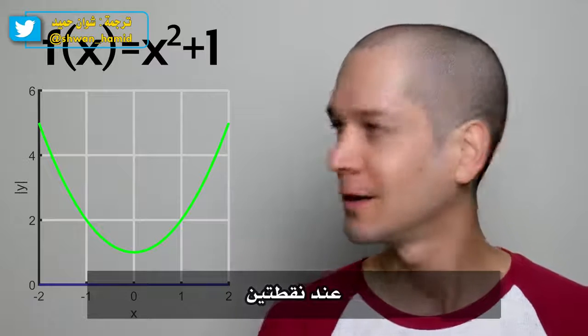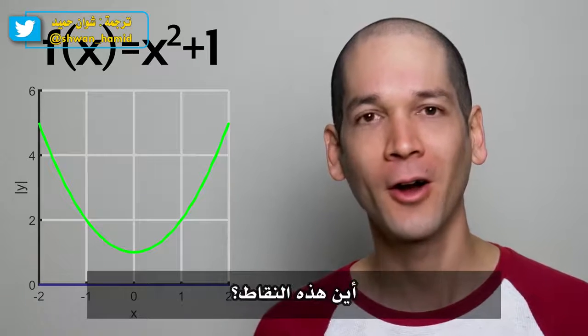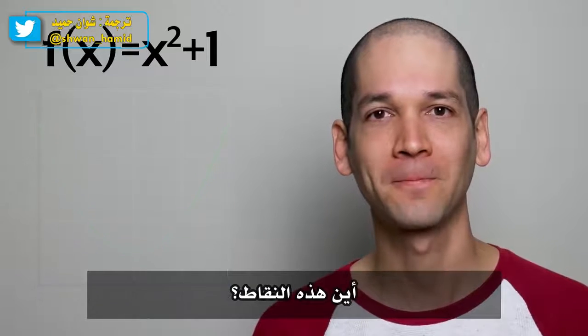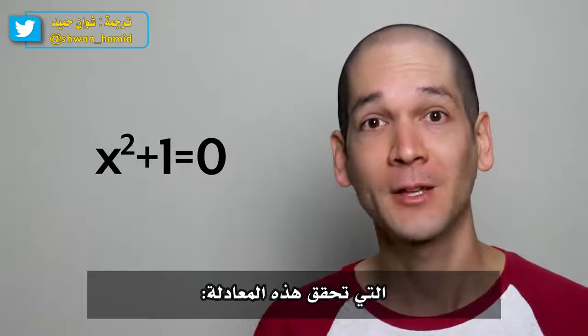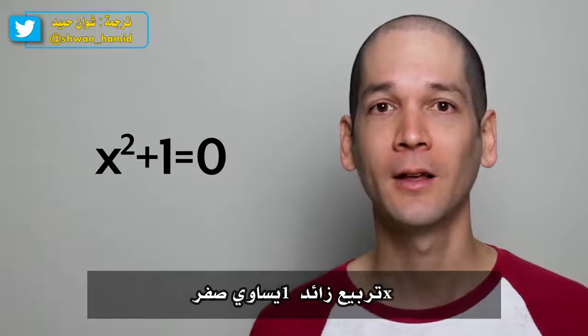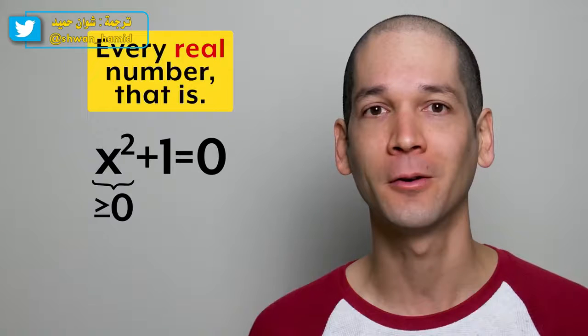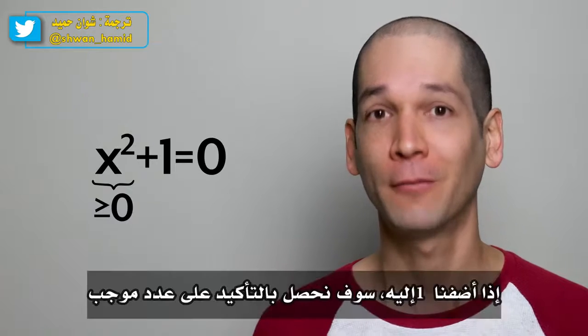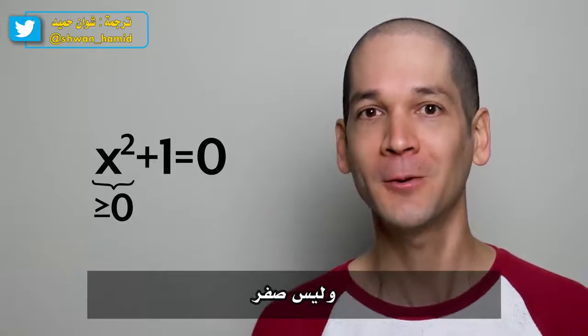This function has degree 2, so if we plot it, we would expect it to cross the 0 function at 2 points. But it doesn't cross the 0 function. Where are those points? We're looking for the values of x which satisfy this equation, x squared plus 1 equals 0. But the square of every number is greater than or equal to 0. So if we add 1 to it, we're certainly going to get a positive number, not 0.